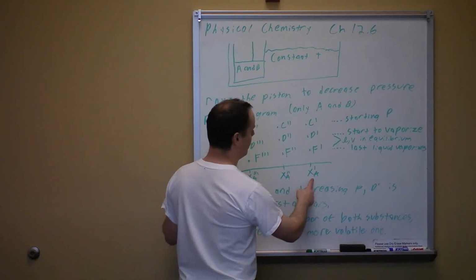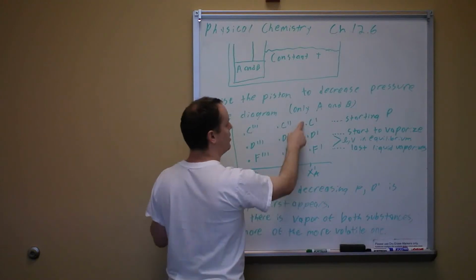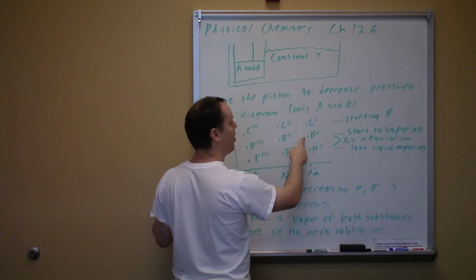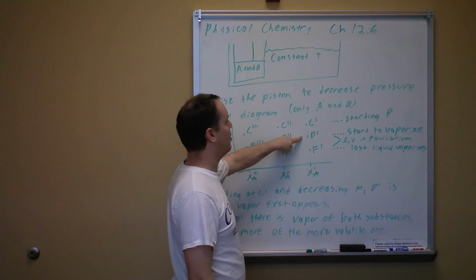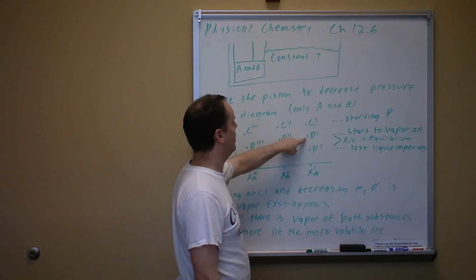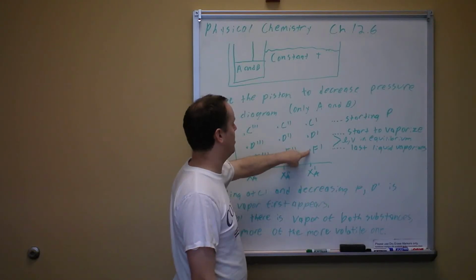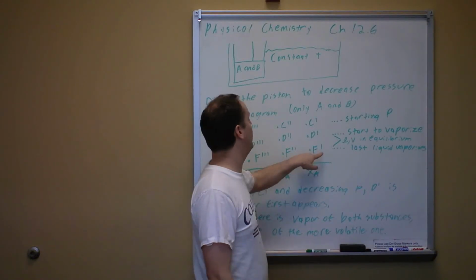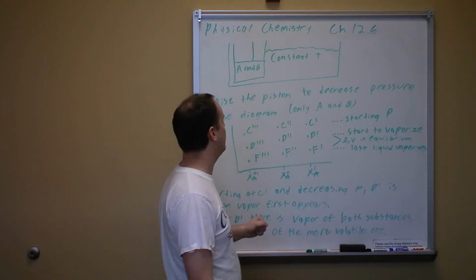So let's say we start out at this mole fraction, and this higher pressure. Remember, we're going to decrease the pressure. So we start at C prime, we're going to decrease to D prime. Whatever pressure this may be, this is when we're going to start to vaporize. So from here down, we're going to have liquid and vapor phase in equilibrium. As we continue to decrease the pressure, we're going to get to this point F prime. Whatever pressure this is, this is when the last of the liquid vaporizes. And then below this, all we have is gas.